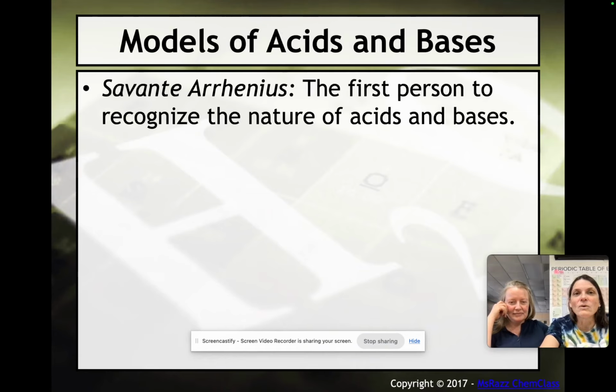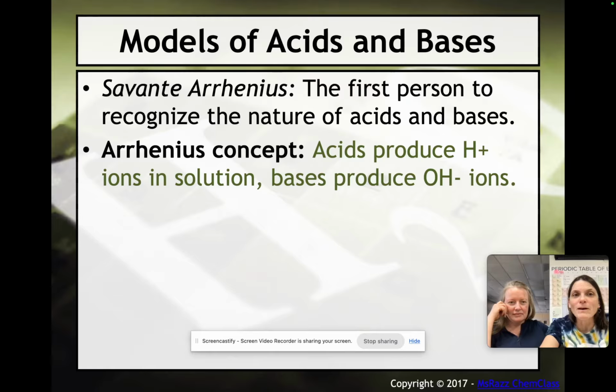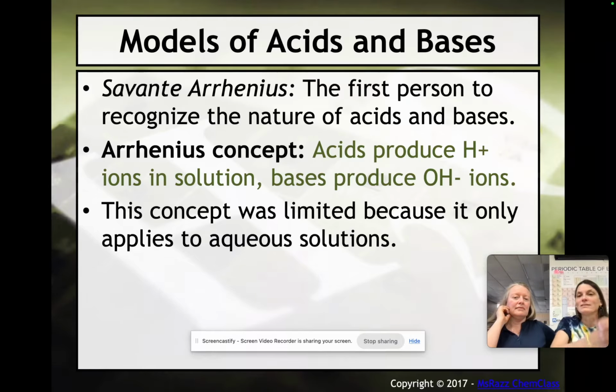Okay, so Arrhenius. Our first model of acids and bases is by this guy named Arrhenius. Not the same thing as the Arrhenius equation, which we learned before. I don't know if it's the same scientist or not. It seems pretty likely that it is. Two completely different subjects. I'm not going to tell you how I remember the name because it's not appropriate.